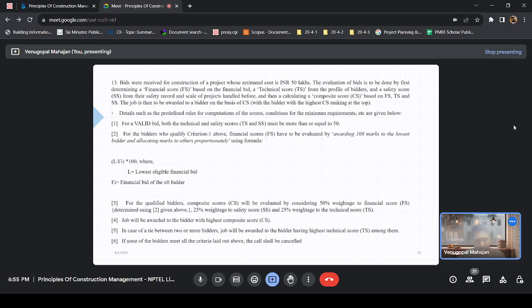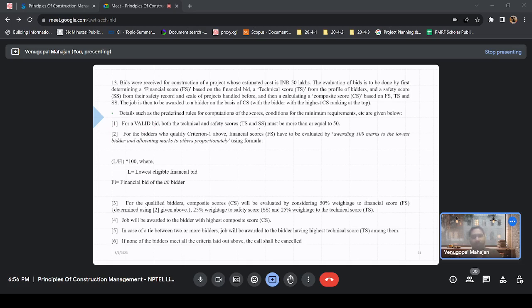Now they have asked for tenders. Here they have added one more step, that is, safety score also they will check. Technical score, safety score, and financial score. How are they validating it? Let's see their conditions. Like I said, now you should know the evaluation criteria.